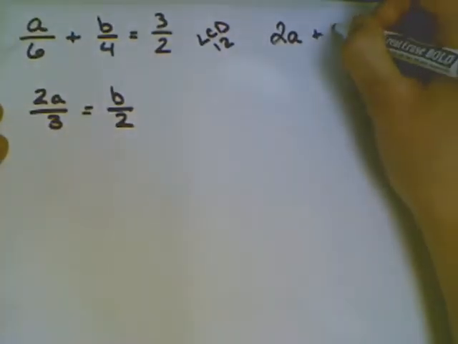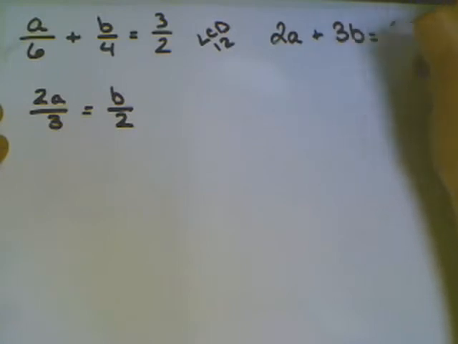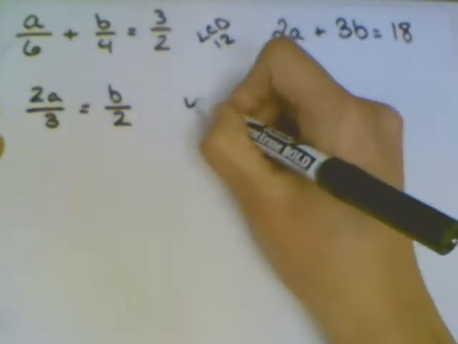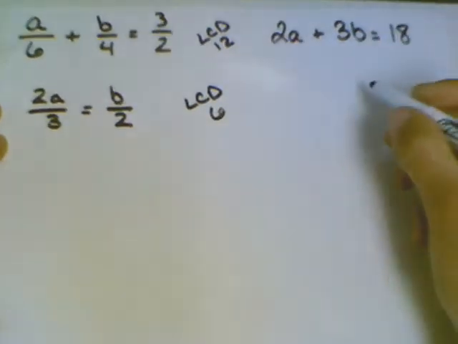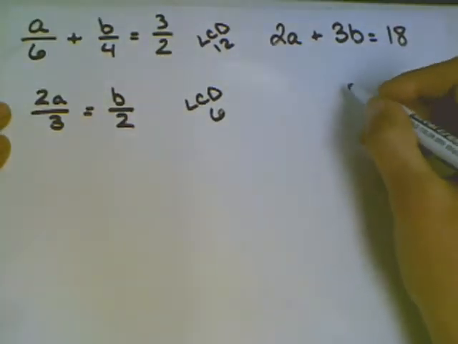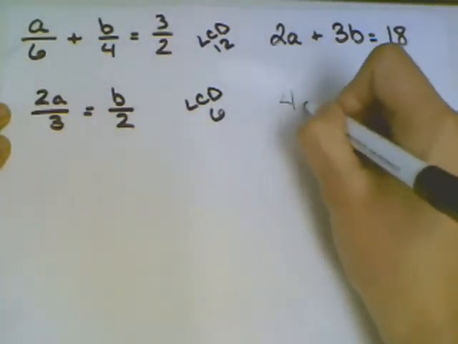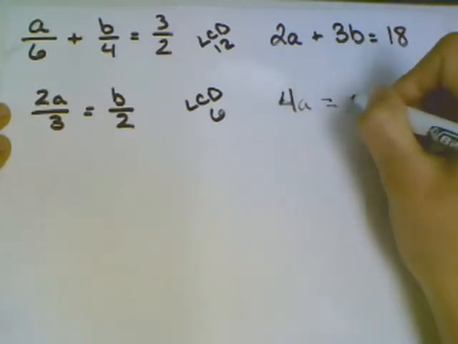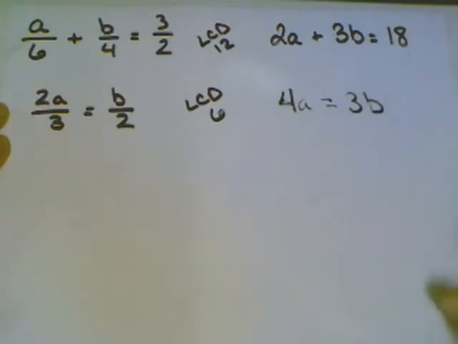When I do that, I'm left with 2a plus 3b equals, let's see, 3/2 of 12 is 18. I'm going to do the same thing in this equation. The LCD between these two is 6. So if I multiply both sides by 6, I'm going to be left with 4a equals 3b.